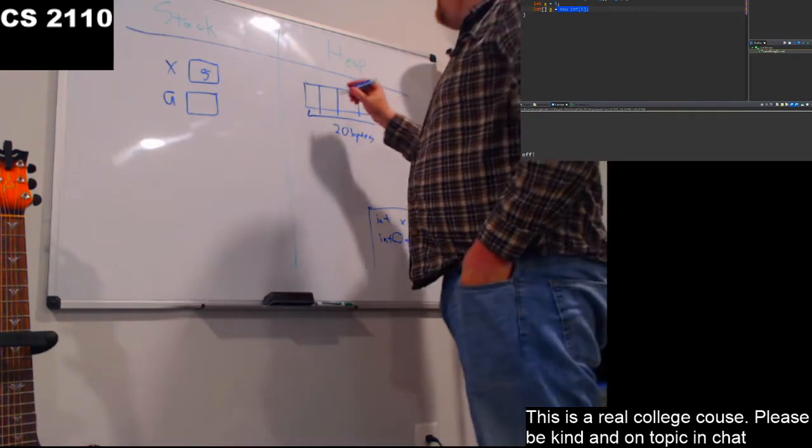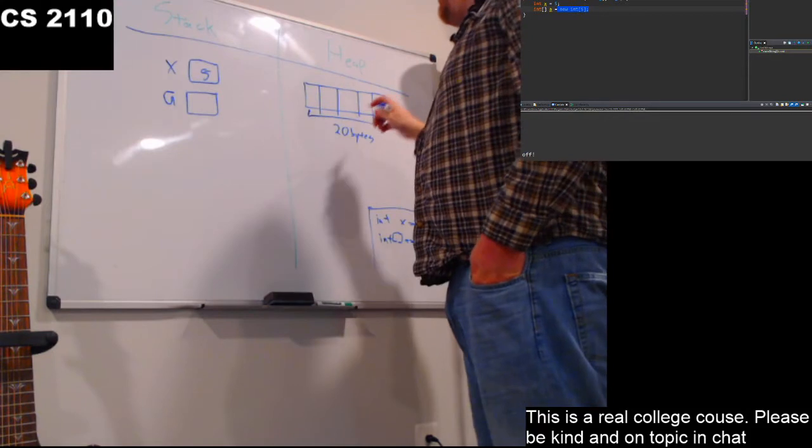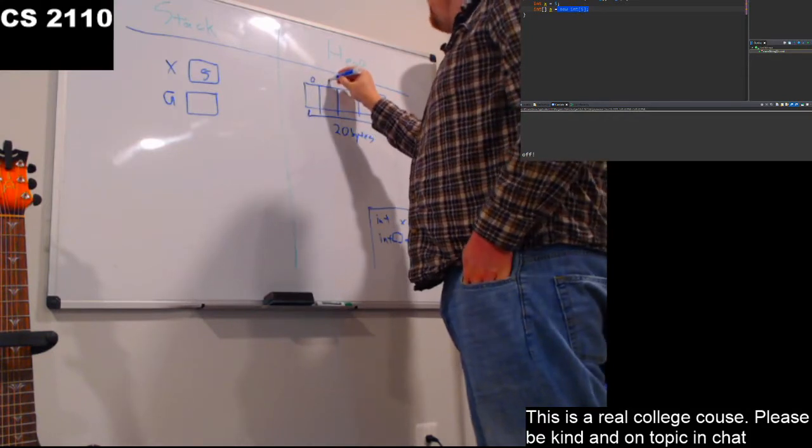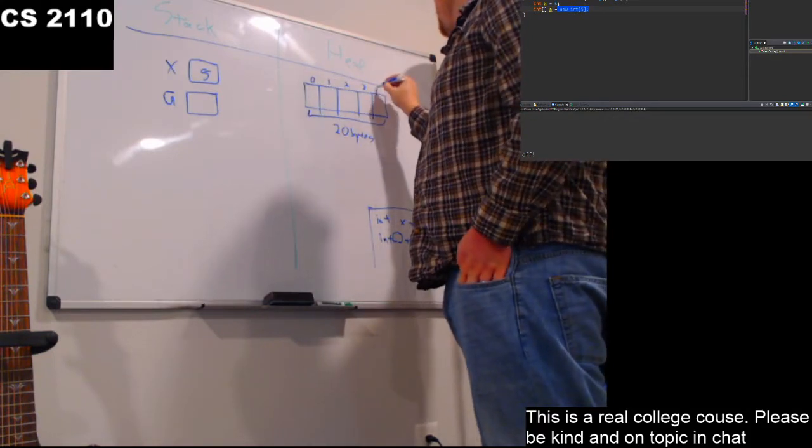So from there, all of these cells have an index number. 0, 1, 2, 3, and 4.